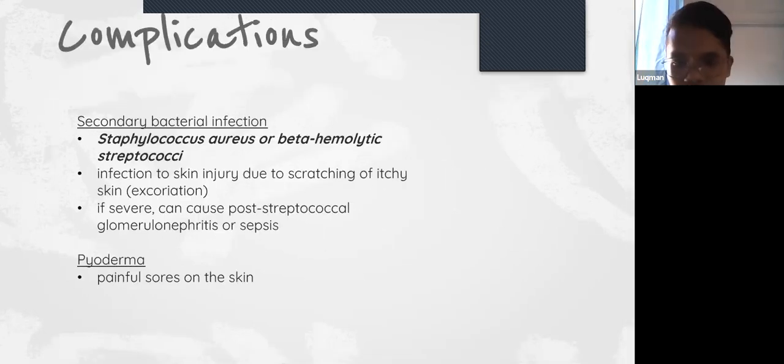For the complications, there is secondary bacterial infection due to Staph aureus or beta-hemolytic streptococci. This complication is due to injury by scratching, so infection of the skin area due to scratching of itchy skin. If severe, it can cause post-streptococcal glomerulonephritis or sepsis. The second one is pyoderma, which is painful sores on the skin.